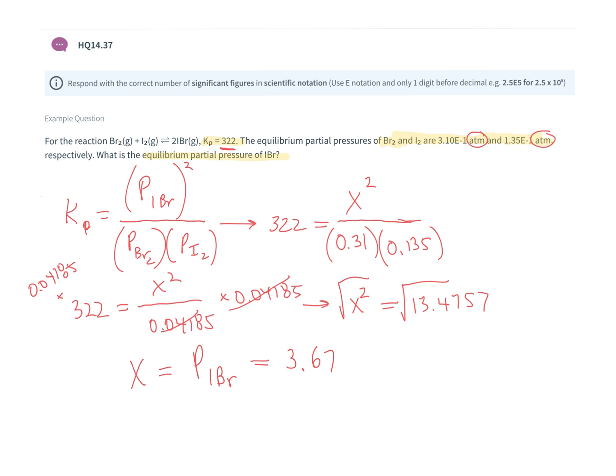I would go with 3 significant figures because we have 3 significant figures in our concentrations and in our equilibrium constant. So here's my partial pressure of iodine monobromide. We found that by just calling that our x and then plugging that into our equilibrium expression that we set up based on that reaction.